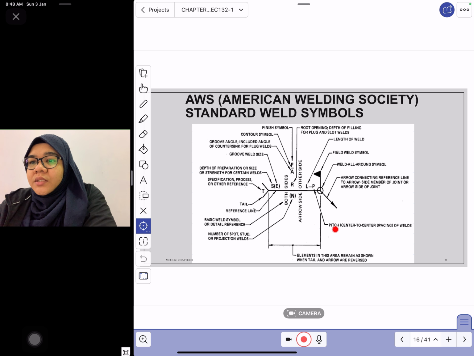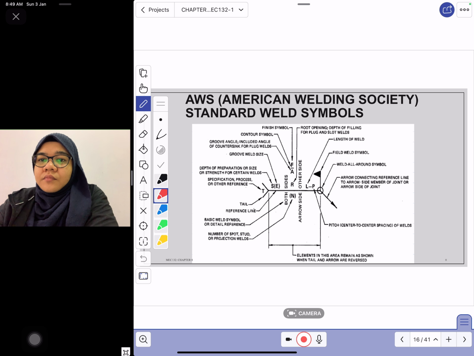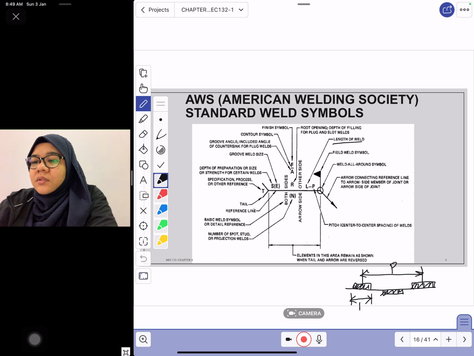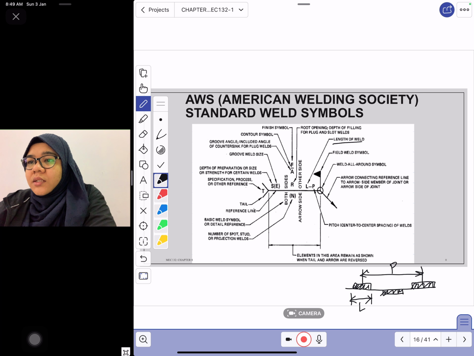process. Pitch, yang ni adalah length of weld, panjang dia, pitch, center to center, spacing of weld. Contoh kita ada buat welding tu, ni pandangan daripada atas kita ada weld dekat sini, ada weld dekat sini. So this is pitch. Okay, length untuk weld ni, length of weld, nanti ada detail ni kat belakang, nanti kita tengok this is pitch, this is length.